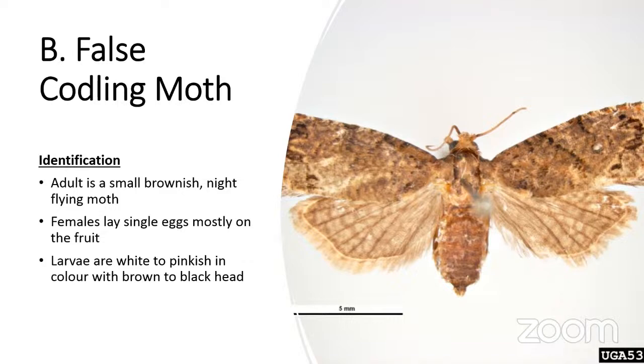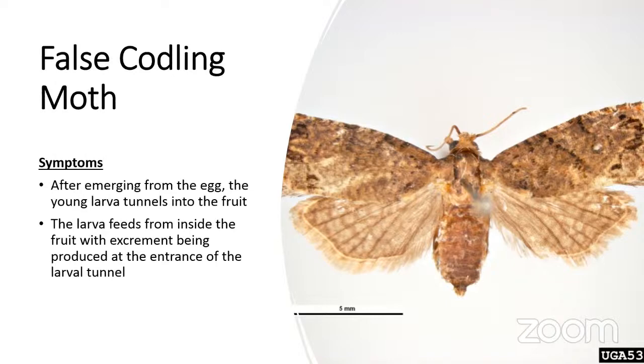Then the larvae are white to pinkish in color with a brown to black head. So when you look at the larva, which is hatched from the false codling moth, it is whitish to pink in color. Next. Symptoms. For a false codling moth, after emerging from the egg, the young larva tunnels into the fruit. So it will actually make a tunnel and get into the fruit.